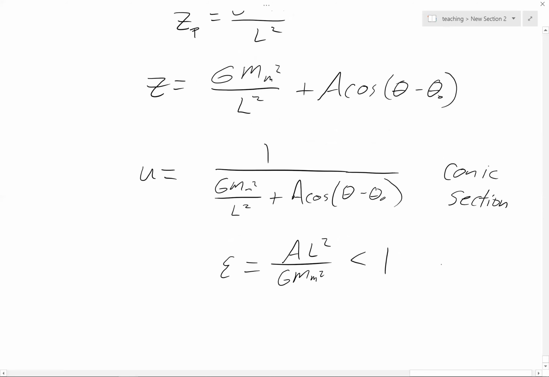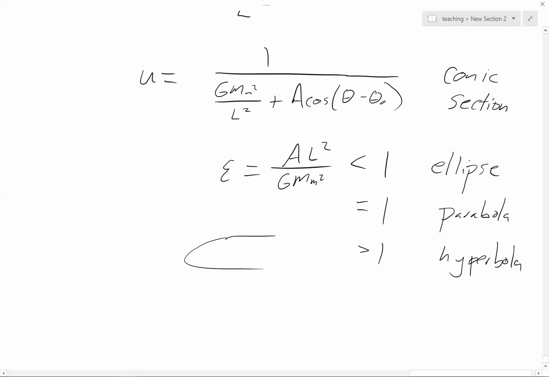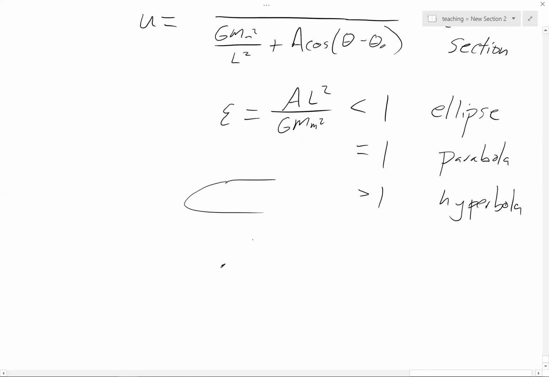So if this is less than 1, sure enough, we get an ellipse. If A was big, this could equal 1, we would get a parabola. So the guy would never come back. You'd do something like that. Or if it's greater than 1, we could get a hyperbola. So a parabola is kind of, it comes in and goes back out in the same direction. Hyperbola would be it comes in and goes out in 2 different directions.